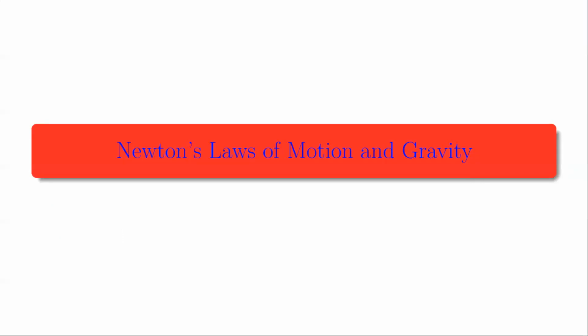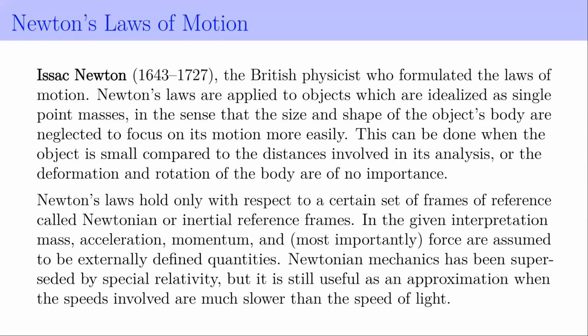All right, we're going to move on to Newton's law of motion and gravity, which we've talked about a couple of times already. Newton was the British physicist who formulated the laws of motion and gravity. The initial one turns out to be highly accurate for small masses, but when, of course, there are much larger, massive objects around, then it is no longer accurate.